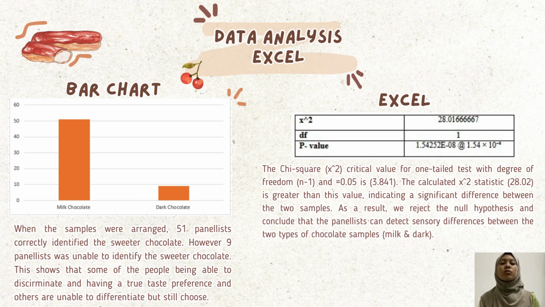At 0.05 significance level, the degree of freedom is equal to 1. Additionally, the p-value was extremely low, further confirming statistical significance. Since 28.02 is more than 3.841, the null hypothesis was rejected, proving that milk chocolate is perceived as significantly sweeter than dark chocolate.